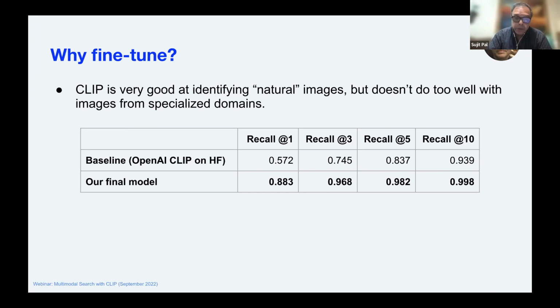And that is true. CLIP is really good out of the box on natural images, like images that you can see when you look around you, right? And it's not surprising, given the large number of image text pairs. However, CLIP does not do very well with images that are from some specialized domain. We have noticed this on satellite images.